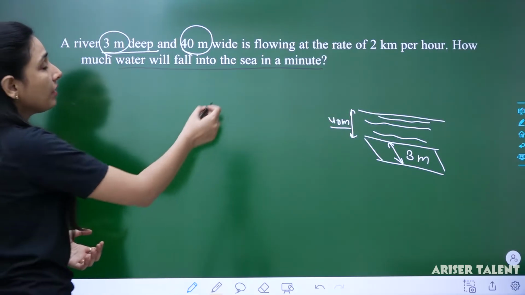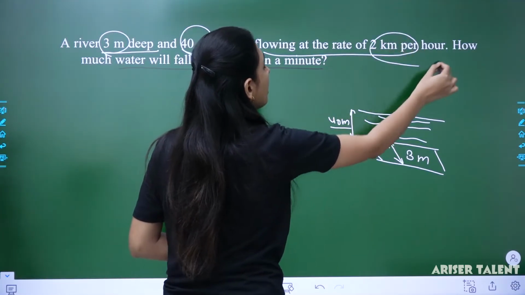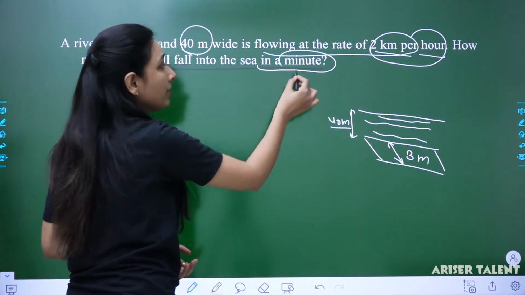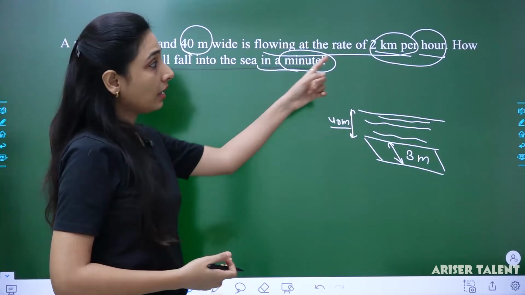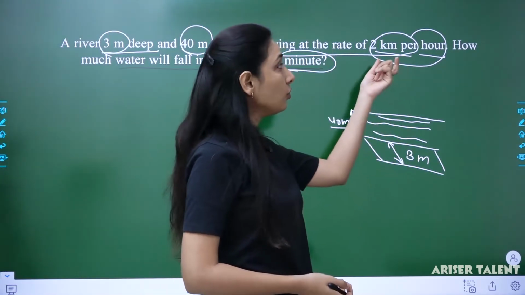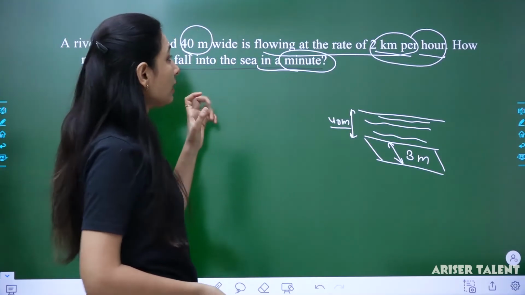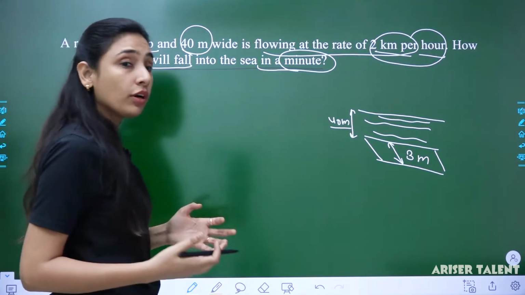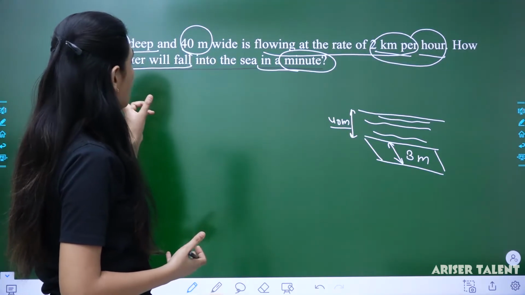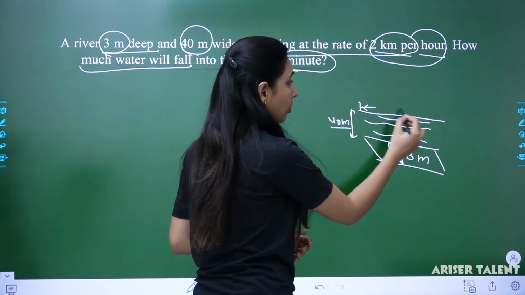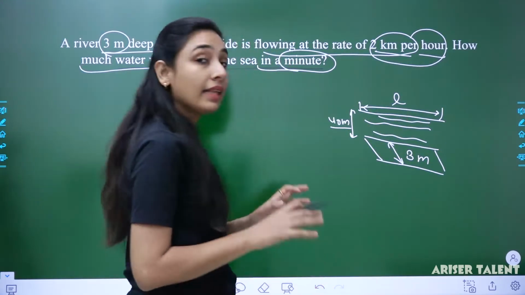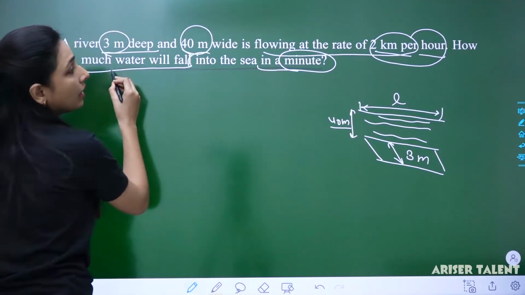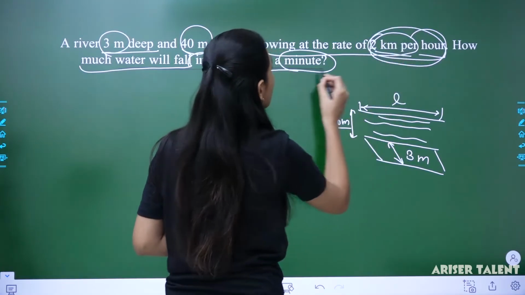It says that it has a flowing rate of 2 km per hour. Kilometers and hours. Okay, here it's asking the question in minutes and giving units in kilometers per hour. So first we have to convert to meters. Now, what it's asking is how much water will fall. The amount of water that will fall will be equal to the volume of this particular length that is running at 2 km per hour, like in 1 minute.